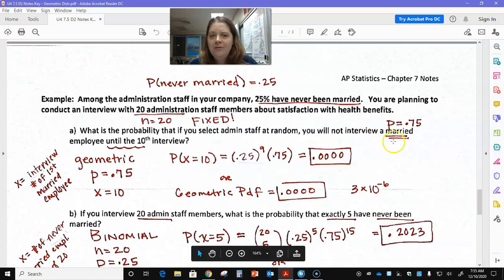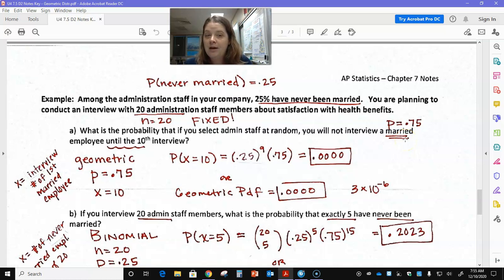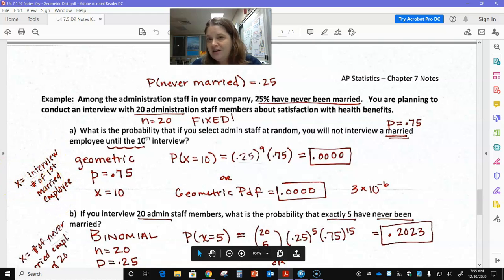I'm looking for a married employee, and 25% have never been married, so we're going to assume that means 75% have been married at some point in time. So the probability of success is 0.75, and that gives me 10 here for our trial. X is the number of the first married employee. See how I defined that variable? You need to define your variables if you're going to use them, because you can't just say X is this and X is that, because it's going to change throughout the course of this problem.